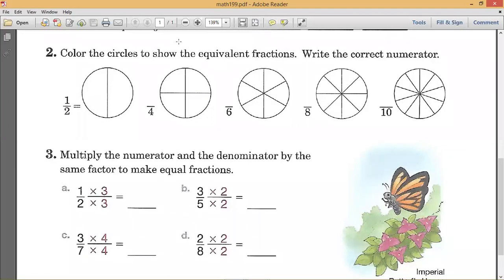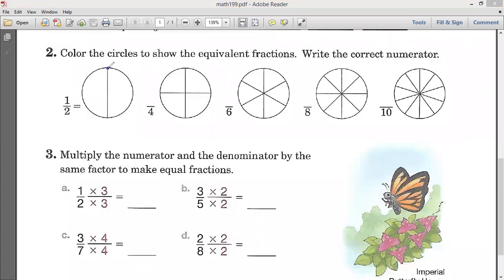Okay, let me just change my annotation. So you have to color 1 out of the 2 parts. Okay, let me just make that fast. There you go. I made it easier and faster.